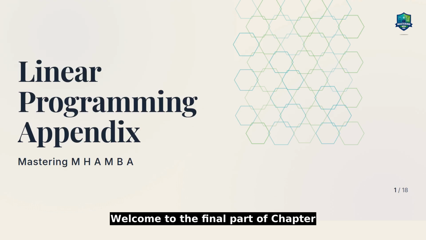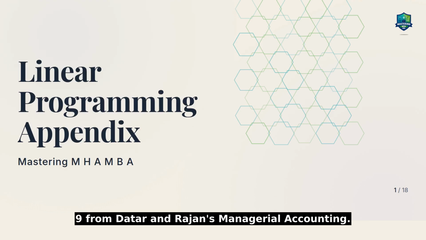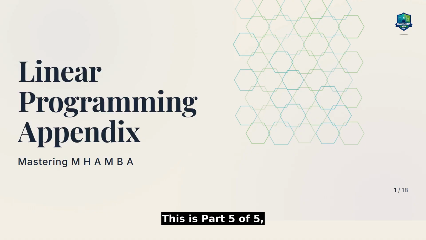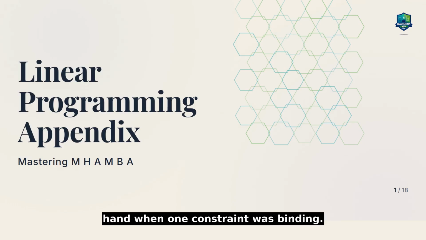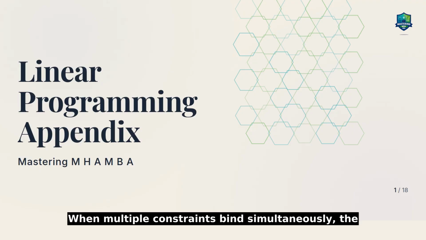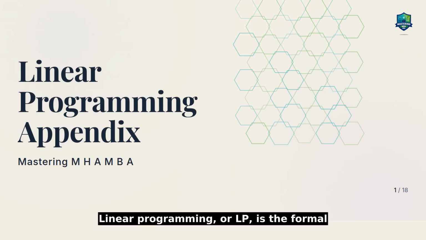Welcome to the final part of Chapter 9 from Datar and Rajan's Managerial Accounting. This is Part 5 of 5, the Linear Programming Appendix. In Part 3, we picked products by hand when one constraint was binding. When multiple constraints bind simultaneously, the product mix problem can't be solved by inspection. Linear programming, or LP, is the formal optimization technique that handles it.